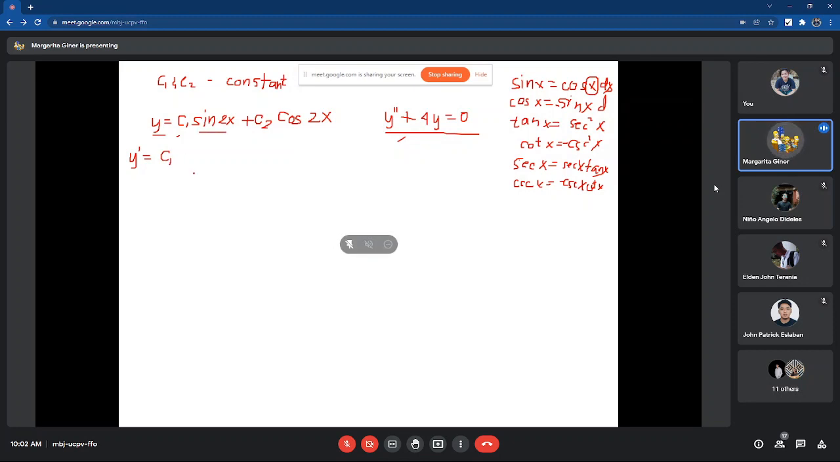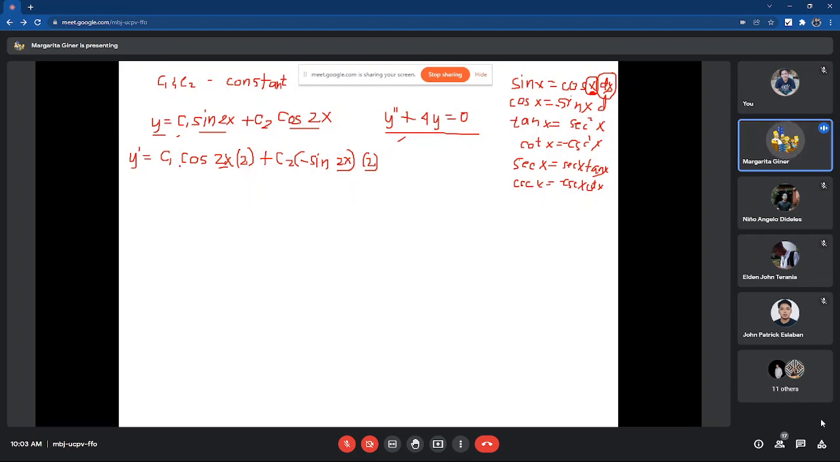So what is the derivative of sine 2x? The derivative of sine 2x is cosine 2x. But remember, you still have a dx, so you must also solve the derivative of the inside function. So what is the derivative of 2x? The derivative of 2x is 2. Okay? Plus C2, the derivative of cosine is negative sine, so you multiply it with negative sine 2x. What is the derivative of 2x?